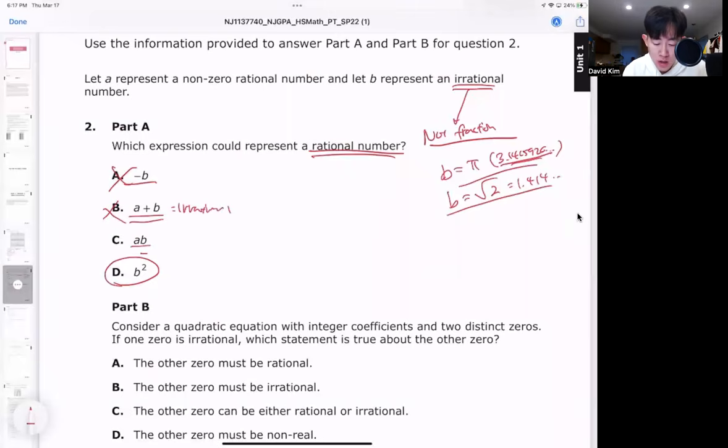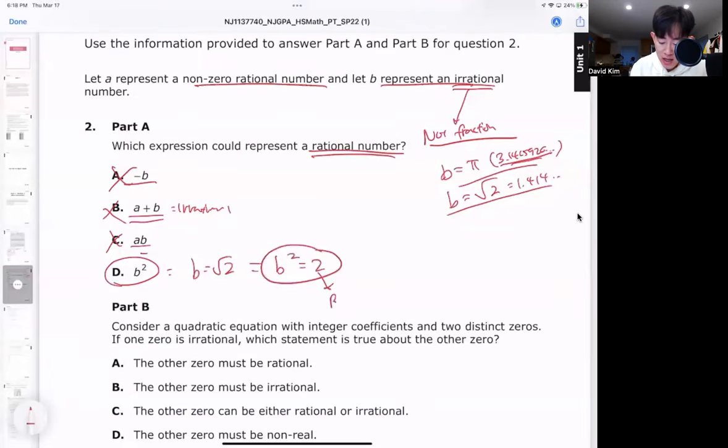A times B: A represents a non-zero rational number, and B represents an irrational number. If I multiply any rational with an irrational, the irrational triumphs. Think of an irrational as a really crazy number of decimal points coming afterwards. When you multiply that with any sensible number, it's still going to give you a crazy load of decimals afterwards. And B squared is the only answer because, like I said, one classic example is the square root of 2 that you can plug in for the irrational number. Then B squared will be 2, which is classified as an integer, a rational number.